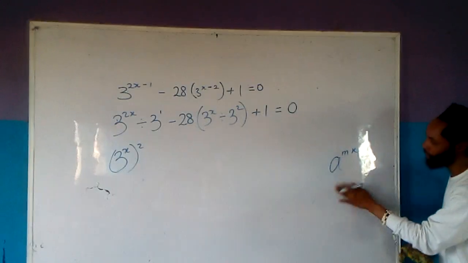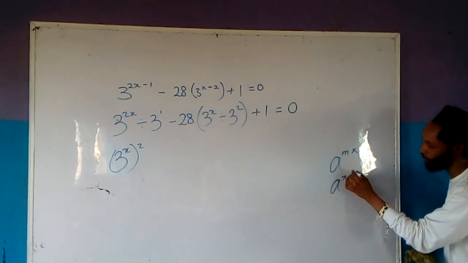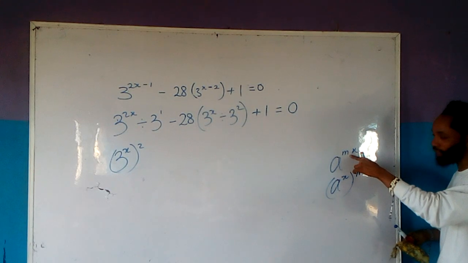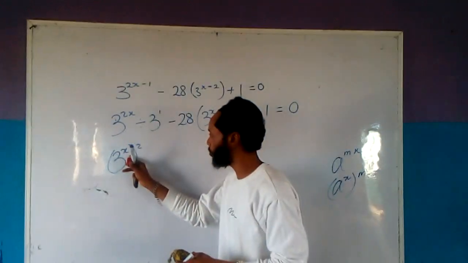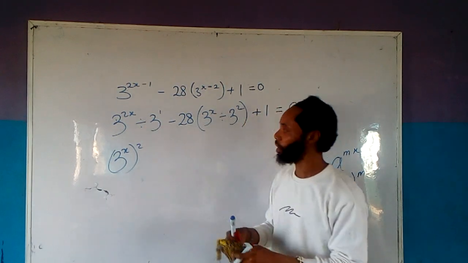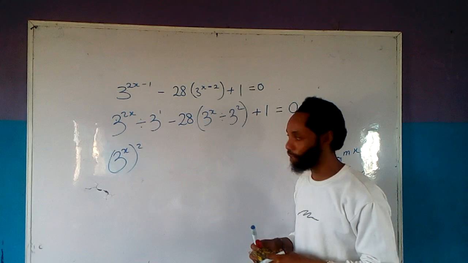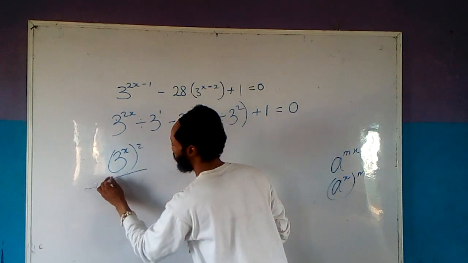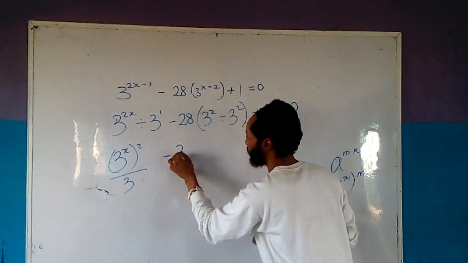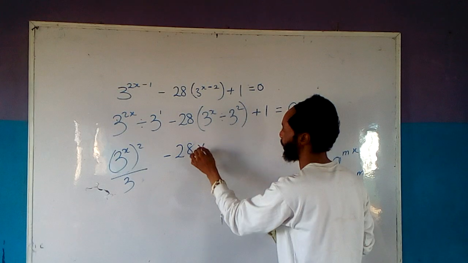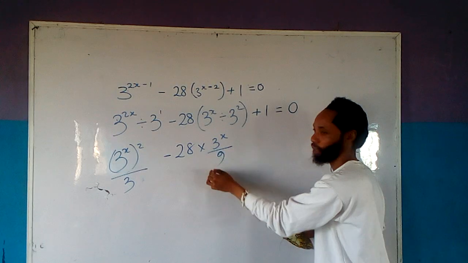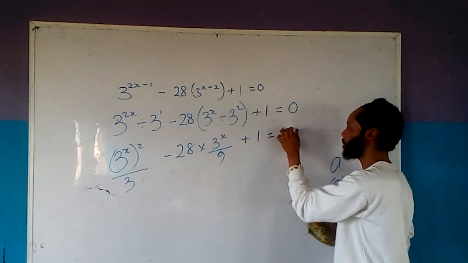I can rewrite this in terms of a raised to power x, raised to power n. It's the same as this. So I am putting this in this form. I'm going to do the same thing here. Remember, 3 raised to power 1 is 3. Because we have division, we say over 3. Then here, we have negative 28 times 3 raised to power x divided by 3 raised to power 2, which is 9, plus 1 equals 0.